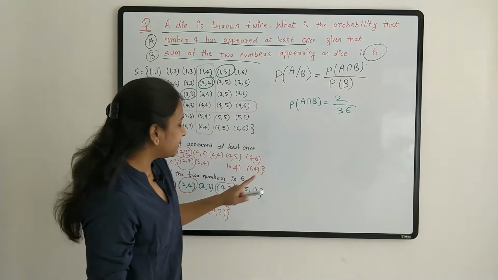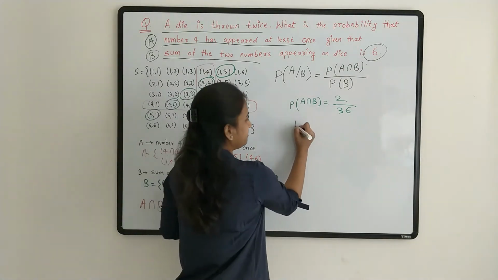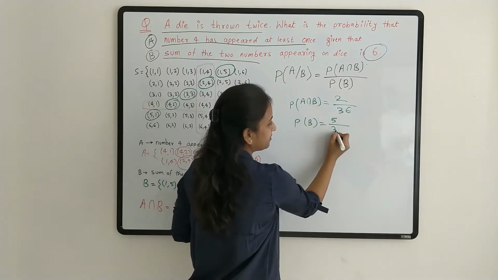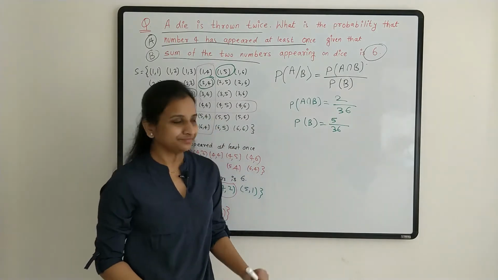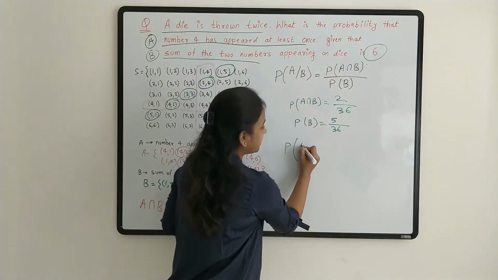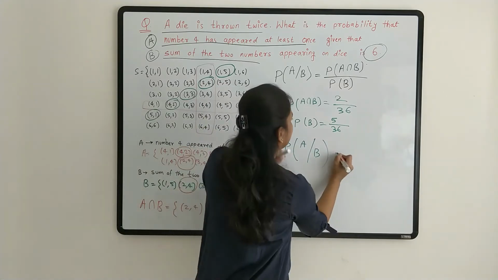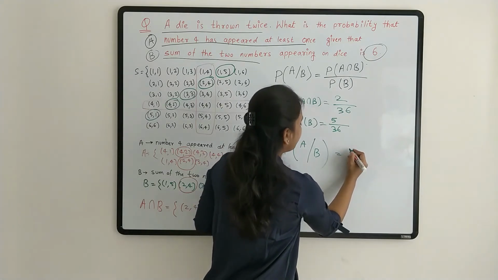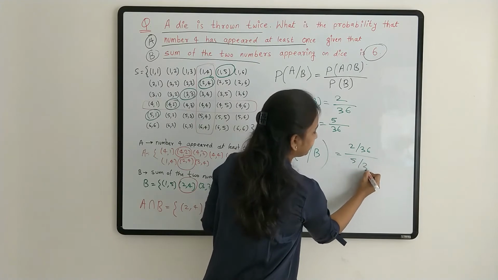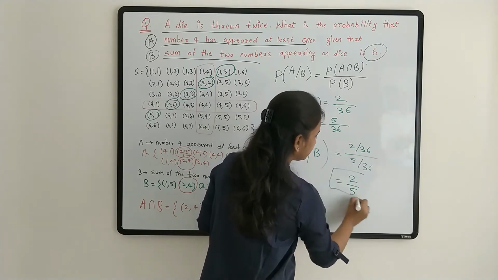Now for the denominator, probability of event B, there are 5 favorable outcomes. Means probability of event B is favorable outcomes divided by total number of outcomes. That's it. Let's put this number here and find the answer. Probability of event A given that event B has already happened is equal to probability of A intersection B divided by probability of B. 36 gets cancelled and the answer is 2 by 5.